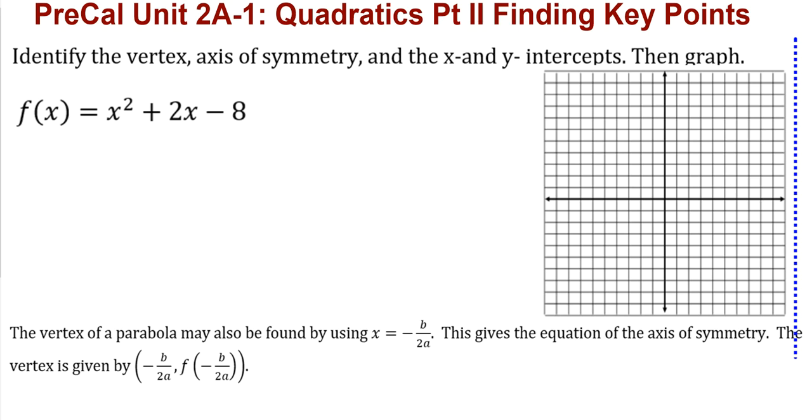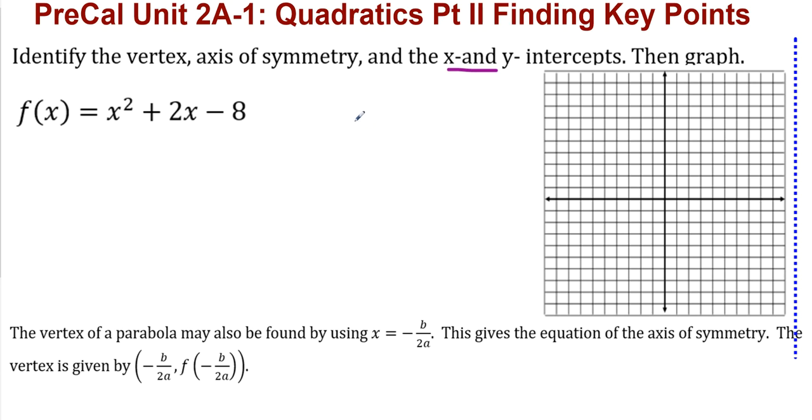Continuing on with quadratics on our first day of polynomials, we are going to now look at some other key points that we're going to investigate. So here we have a basic quadratic, x squared plus 2x minus 8, and we're going to find the axis of symmetry, vertex, x and y intercepts, and then graph. This is a little bit of an add-on to what we did in the previous part 1.